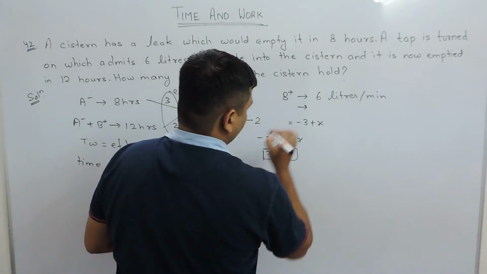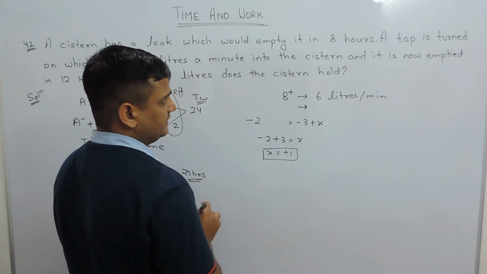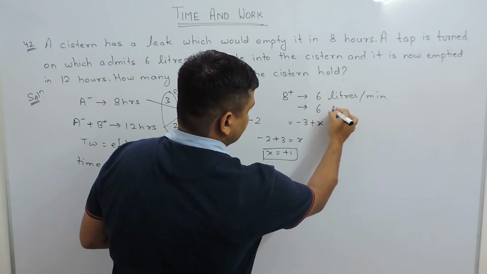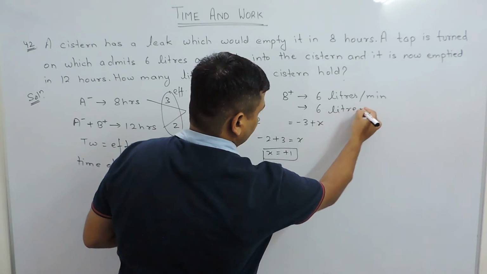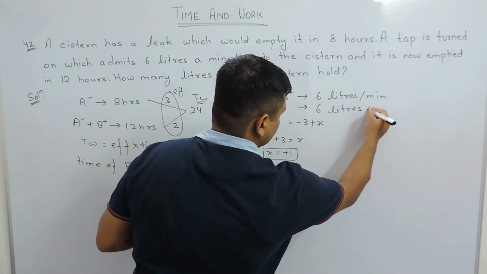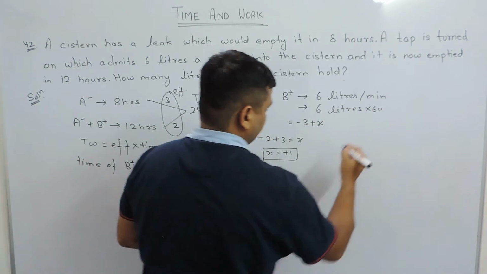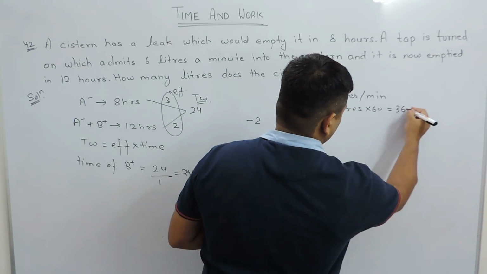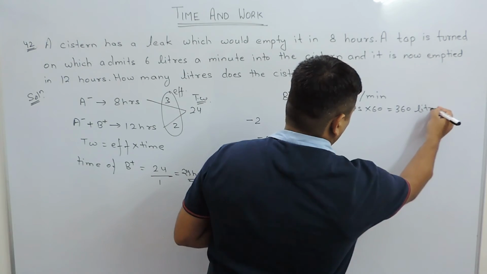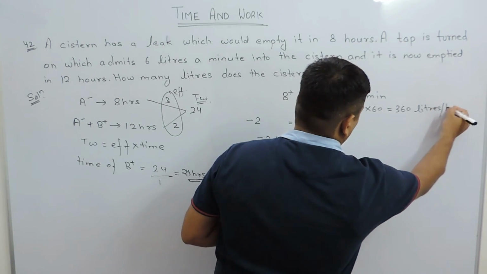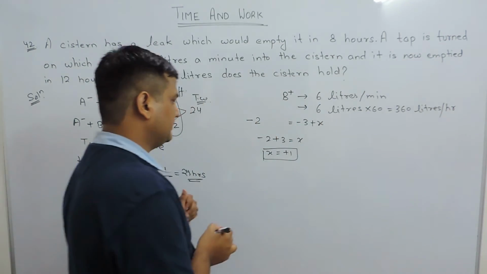If we calculate the actual efficiency of B, this is 6 liters in a minute. Therefore if we multiply this 6 liters by 60, that means 360 liters per hour is the efficiency of B.